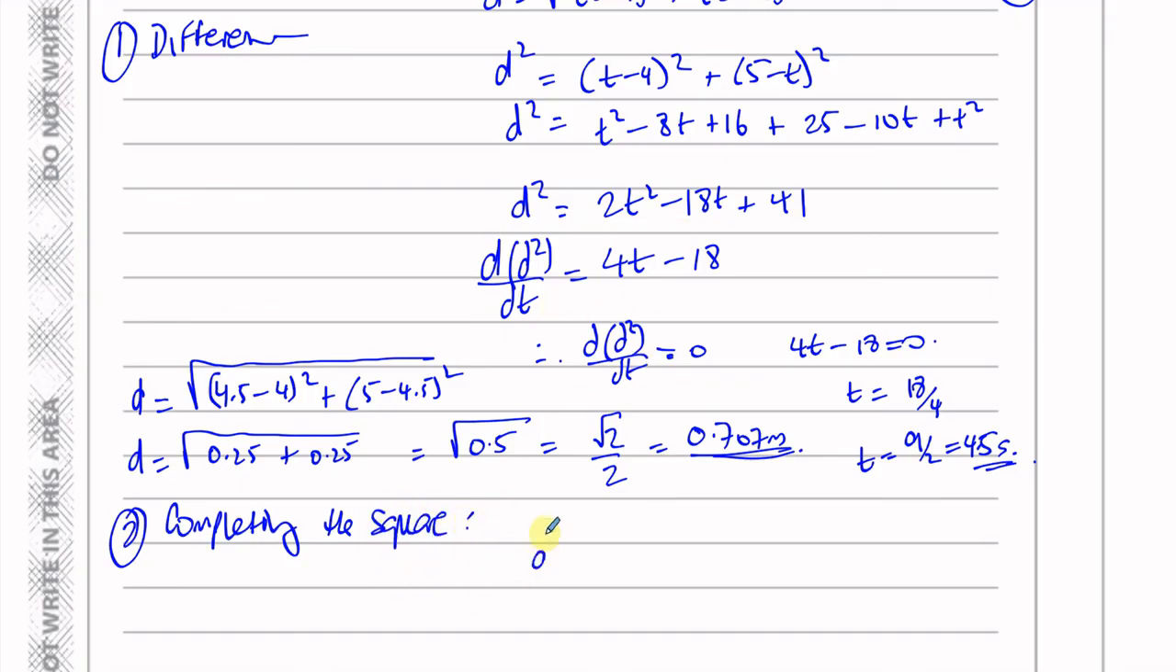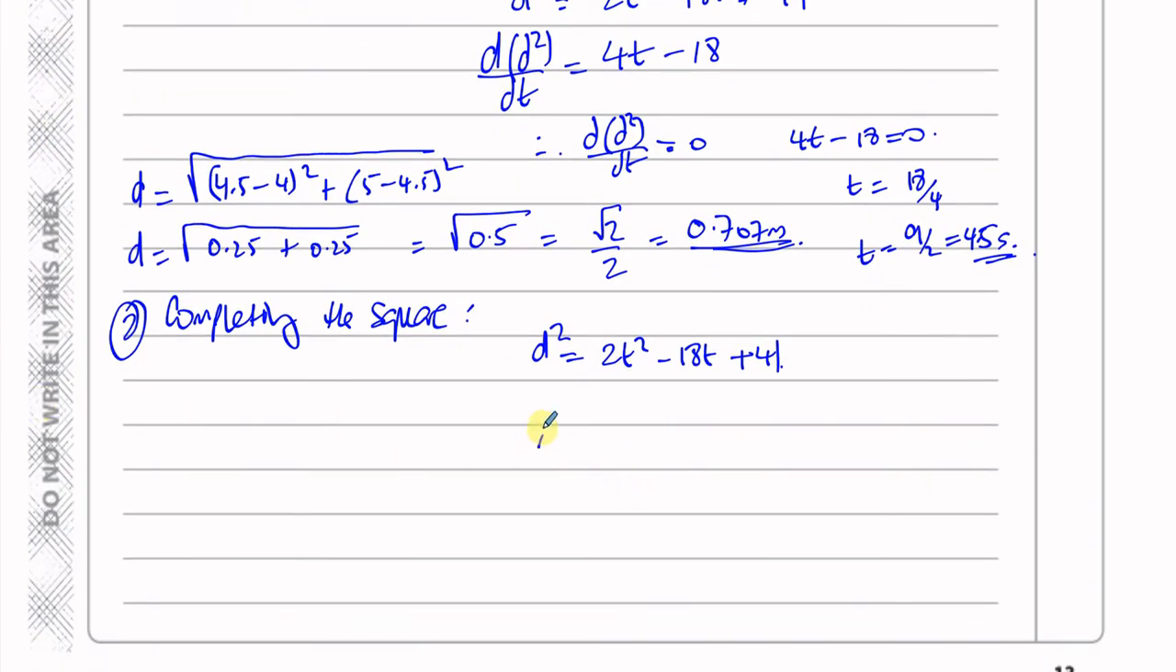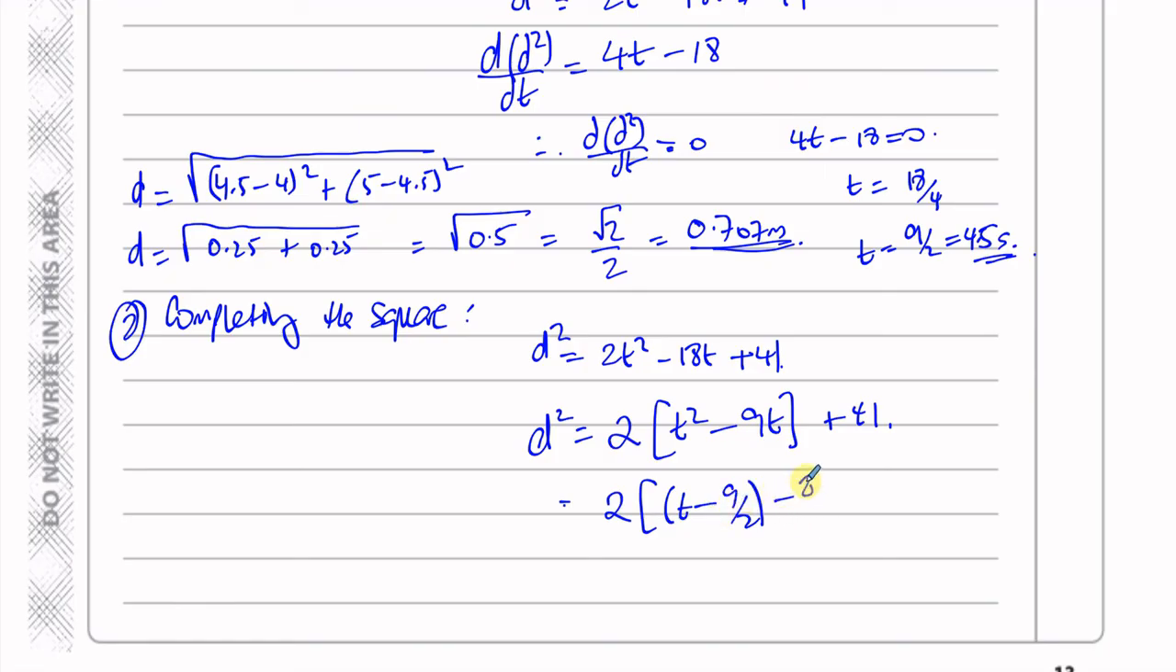You've got d squared equals 2t squared minus 18t plus 41. So if I complete the square for this, I'll get the following. I'll have d squared equals, and I'll take the 2 out from these two terms. So I've got t squared minus 9t, and then plus 41. Then that's going to be 2 times, then I have t minus half of the coefficient, which is 9 over 2, all squared, minus the square of this, which is 81 over 4. And I've got plus 41.